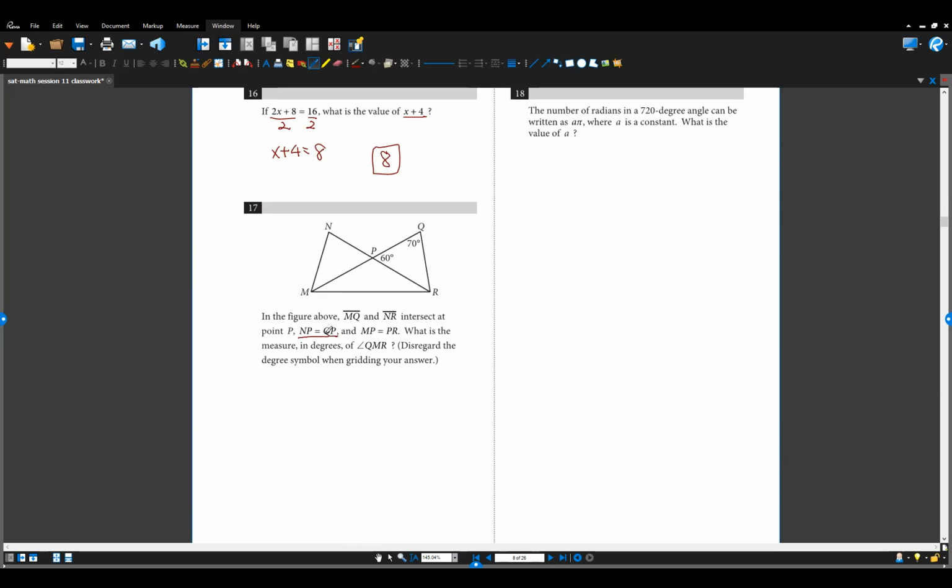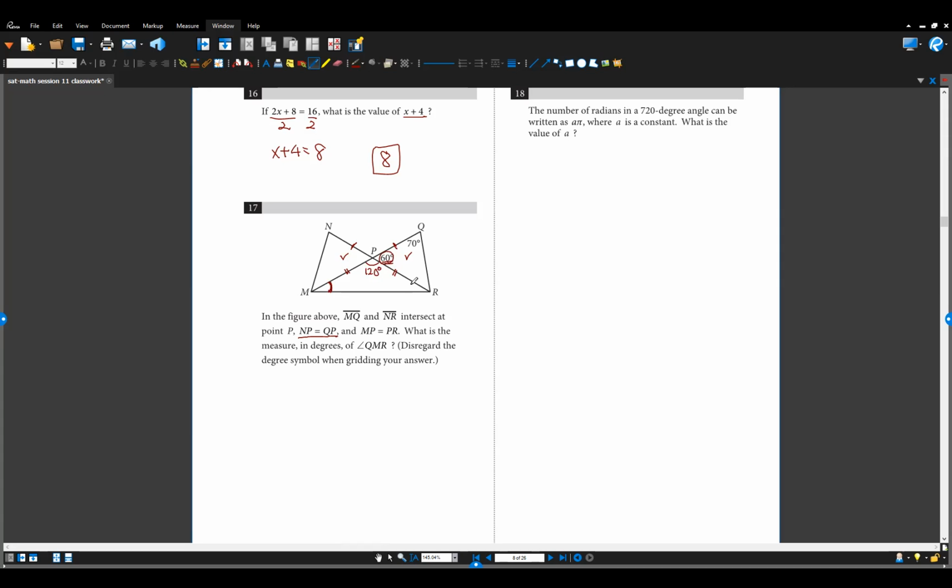This is a given. NP and QP are given. They are equal. And MP and PR are equal. These two lengths are equal. Okay. So what is the measure of the angle QMR? Where is QMR? This angle. You can see that over here, right? This is 60. Actually, these two triangles are congruent, but we don't need that. This is already 60 degrees. This is what? 120 degrees.